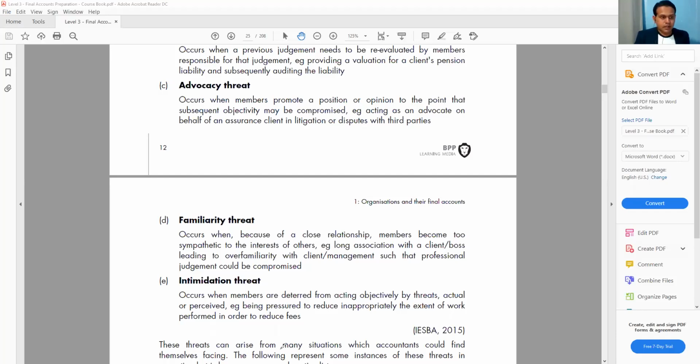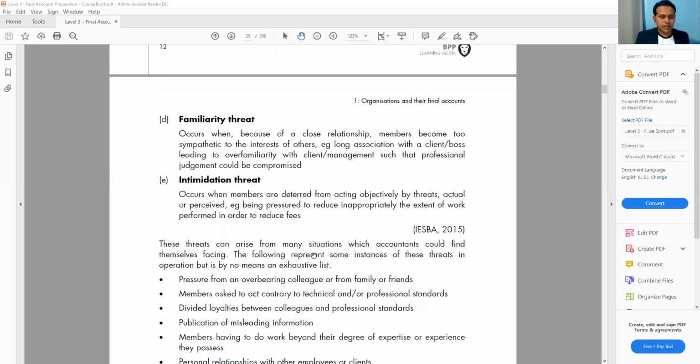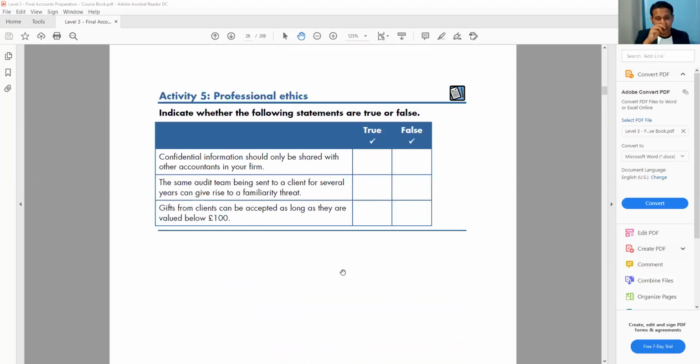All right, so let's move on. What we have here? Let's have a look. The next activity, activity 5, is professional ethics. Let's have a look at what we have here. So true or false? We need to identify what is true and what is false. Let's read the first one.